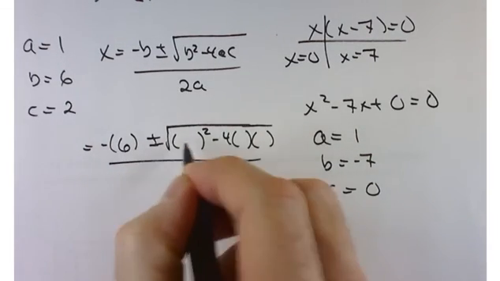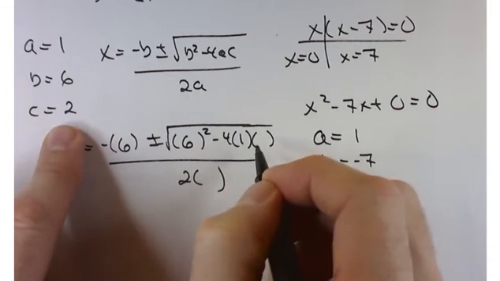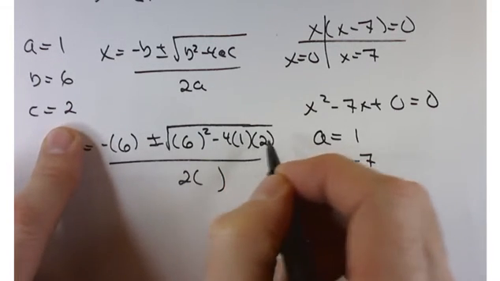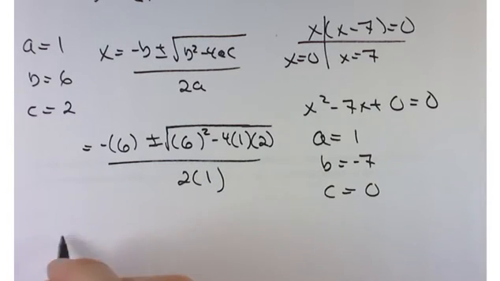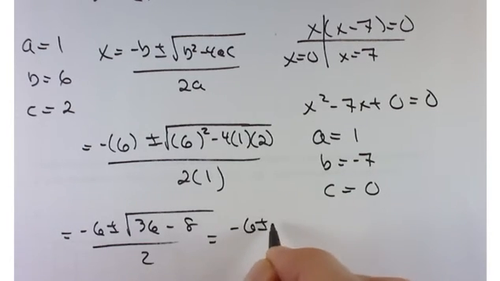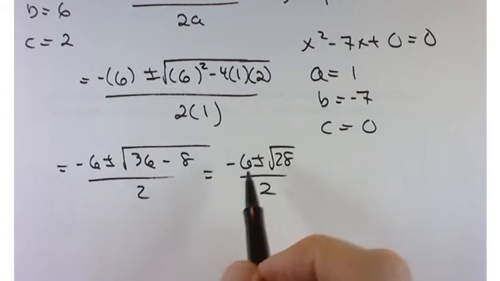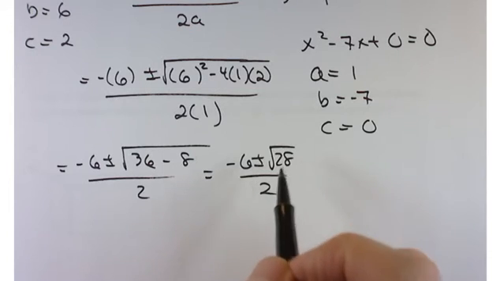Anyways, negative b would be the negative of, oh, excuse me, we've got to look over here. Negative of 6 plus or minus 6 squared minus 4 times 1 times c, which is 2, over 2 times 1. So negative 6 plus or minus the square root of 36 minus 8 over 2. Negative 6 plus or minus the square root of 28 over 2. And that's pretty good. That'll get you maybe three or four points out of 7. But there's a little bit more we need to do here.